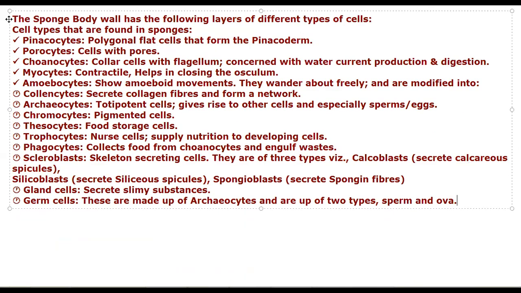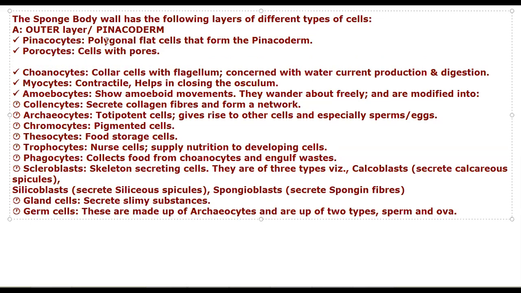Now, A is the outer layer or pinacoderm. So you will find what? Pinacocytes and porocytes. Pinacocytes are polygonal flat cells that form the pinacoderm.